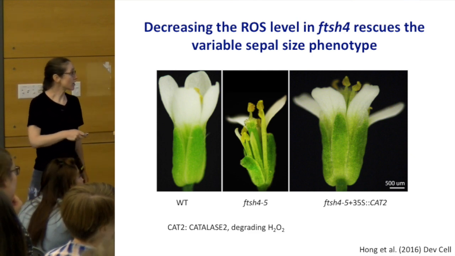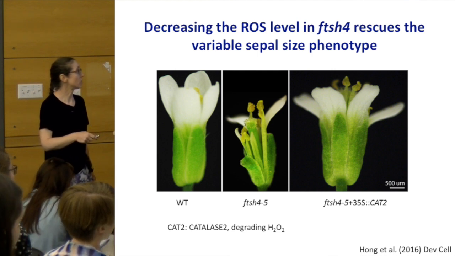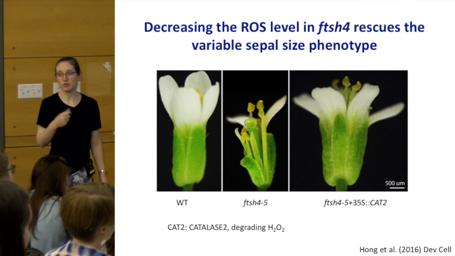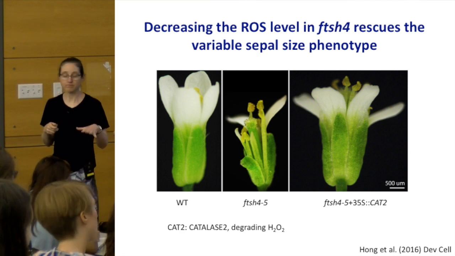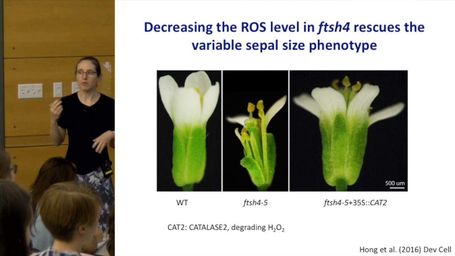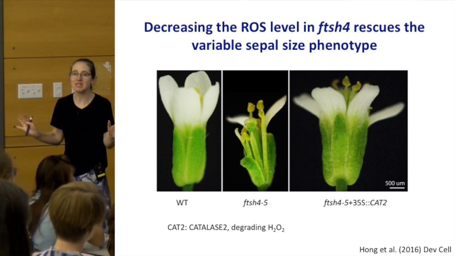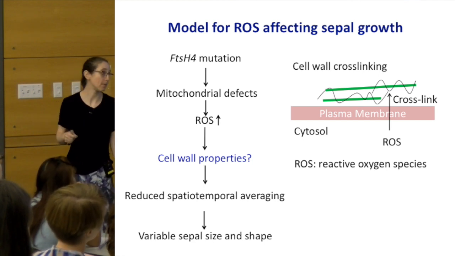So Leland overexpressed catalase 2, which degrades hydrogen peroxide in the plant. And you can see that it rescues. Now we've got four equal size sepals again. So just decreasing the reactive oxygen species can rescue. Now that was great because the mitochondria are probably screwing up all kinds of stuff, but this pins it down to reactive oxygen species. It's really the reactive oxygen species that are causing this phenotype.